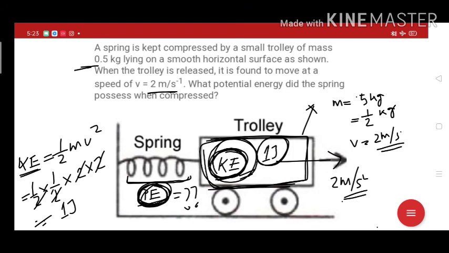And where from did the trolley get that kinetic energy? From the potential energy, the elastic potential energy of the spring. So what is the amount of elastic potential energy in the spring? That is also 1 joule. So the answer is 1 joule.